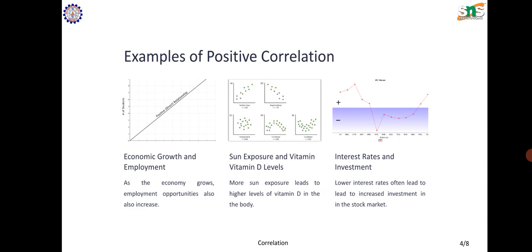Sun exposure and vitamin D levels. The more we expose ourselves to the sun, the more vitamin D we may get from the sun. So this is another example of positive correlation. More sun exposure leads to higher levels of vitamin D in the body. Interest rate and investment. Lower interest rates often lead to increased investment in the stock market. Suppose you are considering the stock market, when the gold price is low, we may invest very highly. So it is also another positive correlation example.